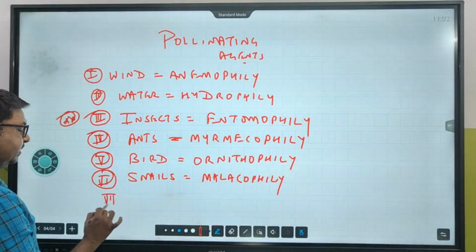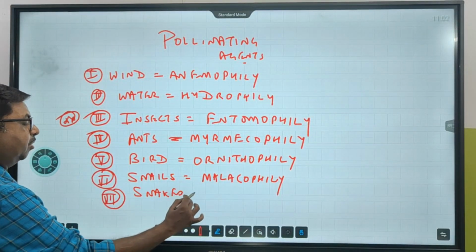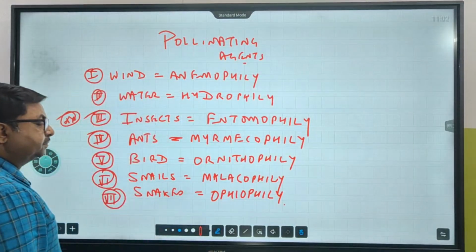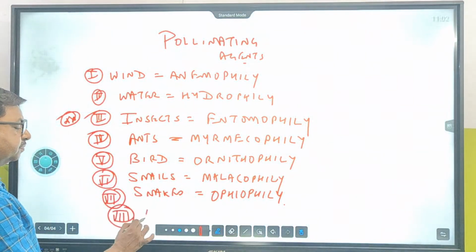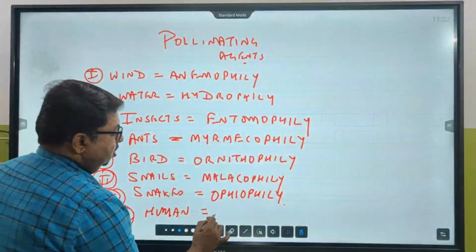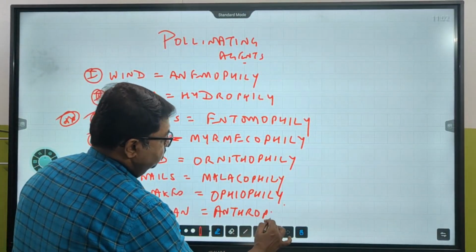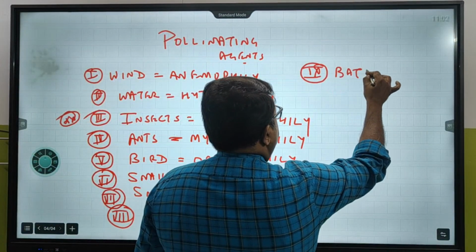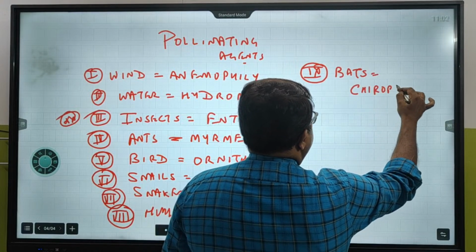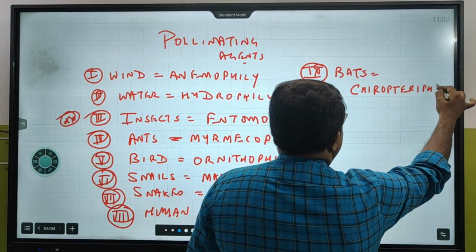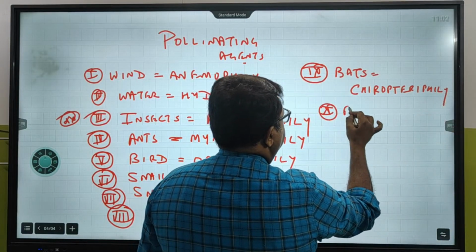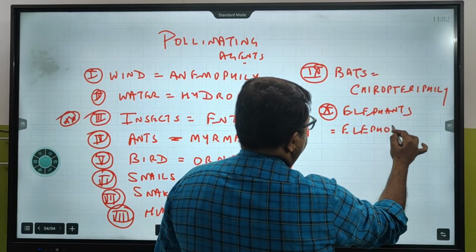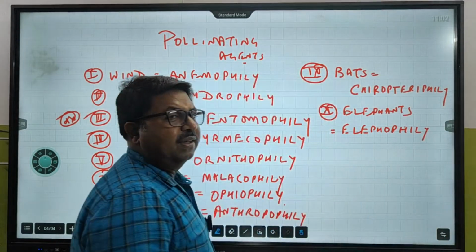If the pollination is by the help of snakes, ophiophily. If it is by the help of humans, you call it anthropophily. If it is by the help of bats, you call it chiropterophily. If it is by the help of elephants, it is called elephantophily. So these are the different types of agents.